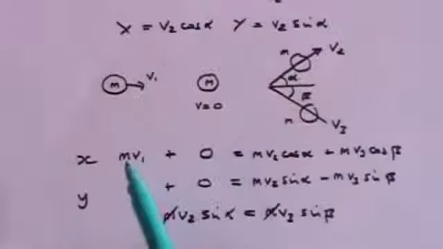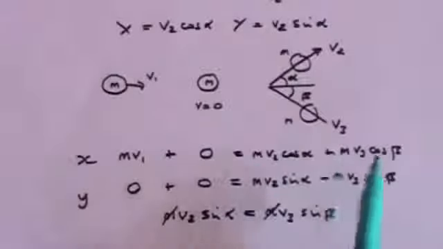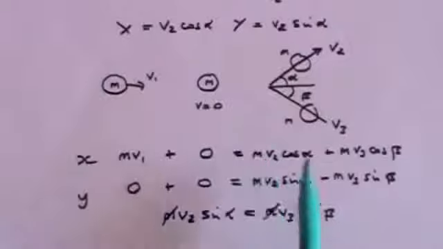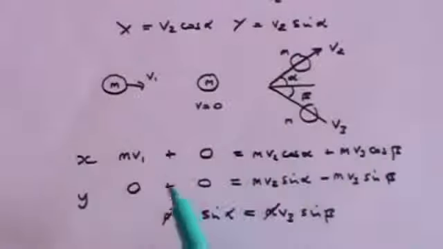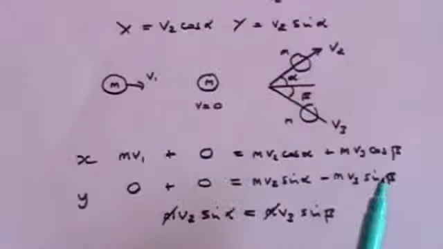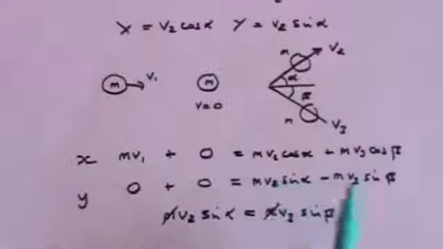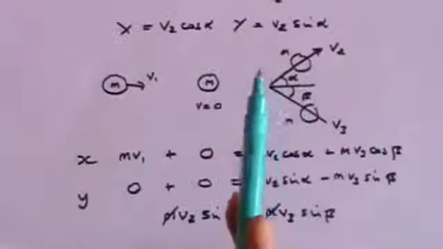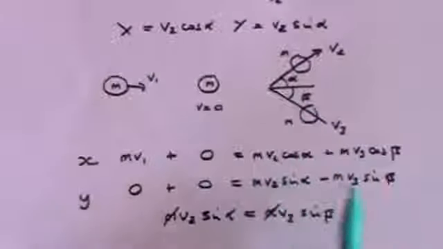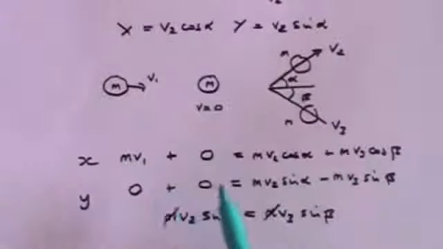So this tells us the momentum in the x direction is conserved. Momentum in the x direction before the collision equals momentum in the x direction after the collision. This tells us that momentum in the y direction is conserved. Momentum in the y direction before the collision is 0, is equal to the momentum in the y direction after the collision. And you can see that that's okay because one is going in the up direction and one is going in the down direction, so they will, as it were, cancel out to 0.